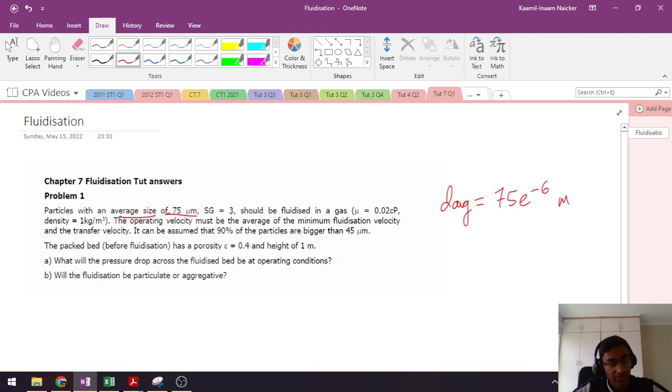Okay, Sg is equal to 3. So this is the particles. We're talking about the density of the solid, because the particles are the solid, and that is 3,000 kilograms per cubic meter.